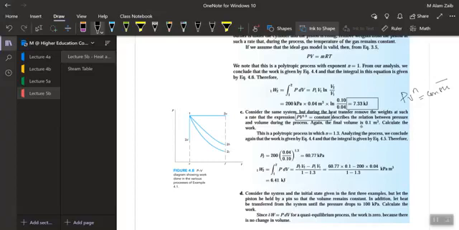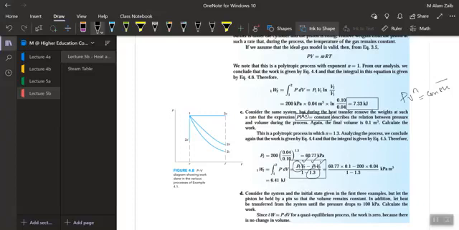Again, the final volume is the same, 0.1 cubic meter. Calculate the work done. In a polytropic process, from the last lecture, the work done would be (P2 V2 minus P1 V1) divided by (1 minus n). V2 is given, P1 is given, V1 is given, and n is given, since PV raised to power n is constant, so n is equal to 1.3. The only thing we do not have is P2.